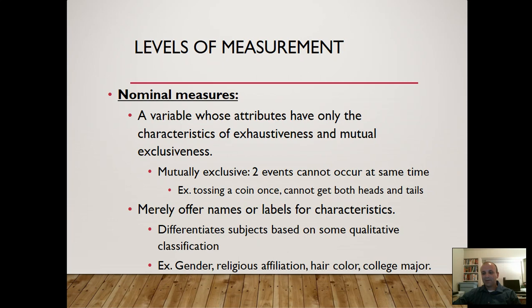Or Buddhist and Islamic. You can't be both at the same time. Or hair color. You can't have red hair and blonde hair, or red hair and brown hair at the same time. College class, you can't be a freshman and a senior at the same time. So these are qualitative classifications to some degree, right?